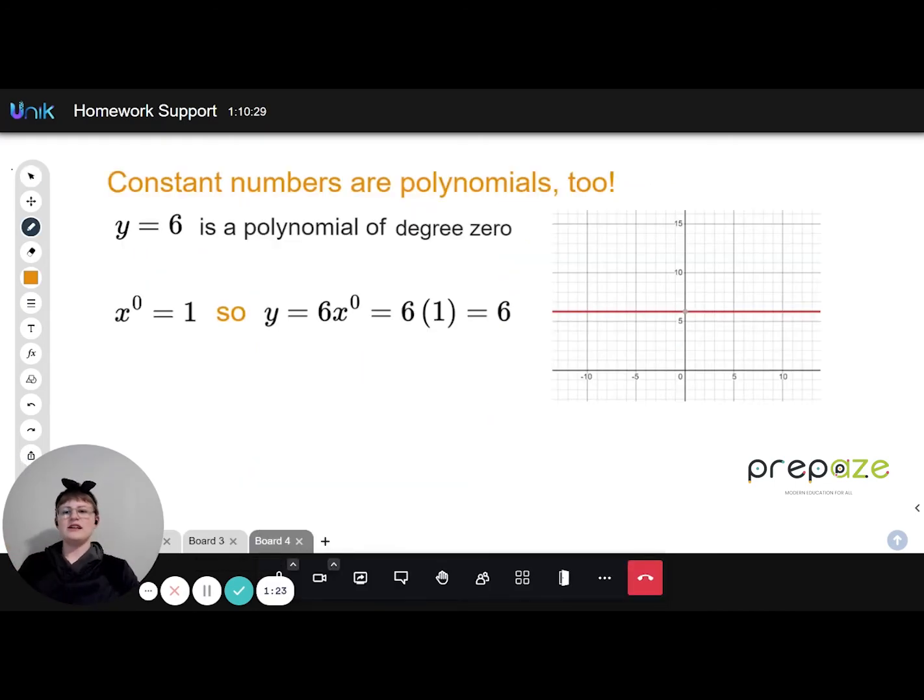Before I wrap up today's video, I want to make an important note that constant numbers are polynomials too. Let's take the function y is equal to 6. Well, 6 has a degree of 0. If you think of any base raised to an exponent of 0, our exponent property is that that value is always equal to 1. So y is equal to 6 is the same thing as y is equal to 6 multiplied by x to the 0, so that degree is 0, and that's equal to 6 times 1, which is equal to 6. So constants are also in our family of polynomials.